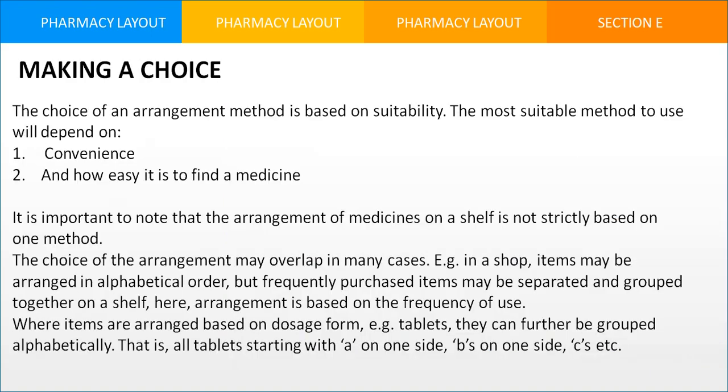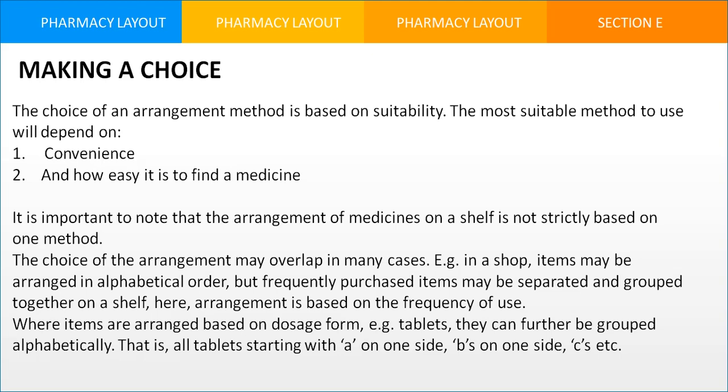Okay. Now, making a choice is very easy. The choice of an arrangement method is based normally on suitability. The most suitable method to use will depend on the convenience: how convenient is the method and how easy is it to find a medicine. Some will wish to use alphabetical order because they think it's easier.